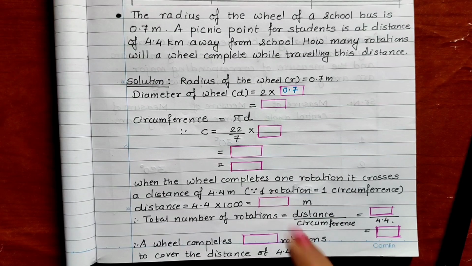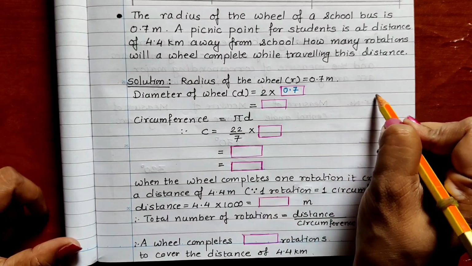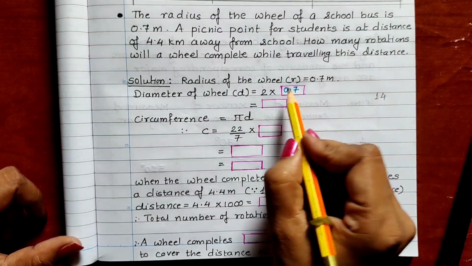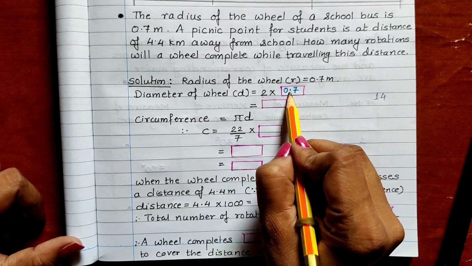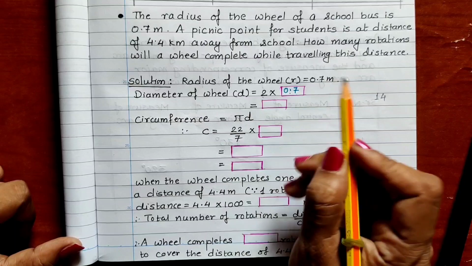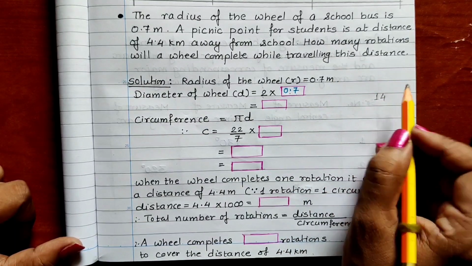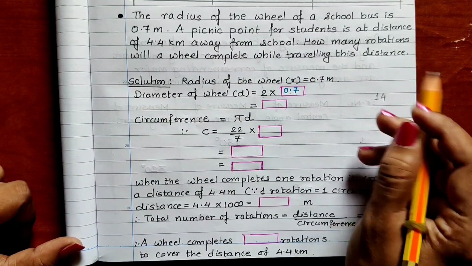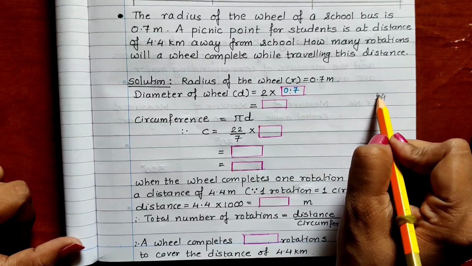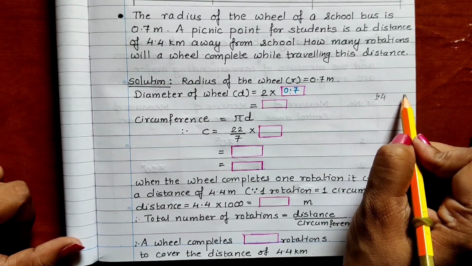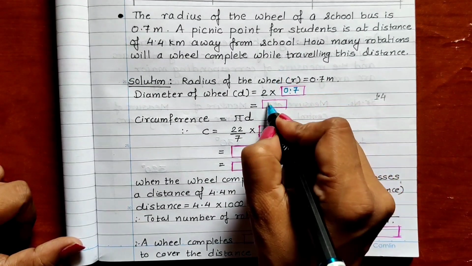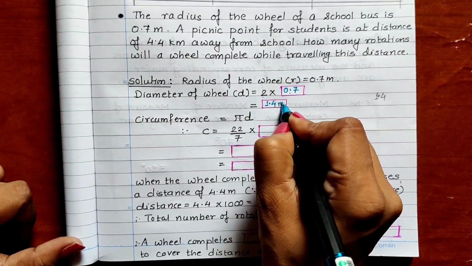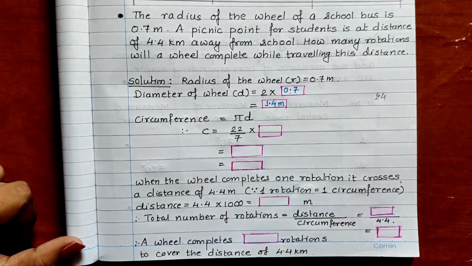This we have to do in the rough. 0.7 into 2. We all know 7 twos are 14. Okay. But in 0.7 there is a decimal point. In 2 there is no decimal point. Here after the decimal point 1 digit is there. That means in the answer also there should be 1 digit after the decimal point on the right hand side. So answer should be 1.4. 1.4 meter is the diameter of the wheel.